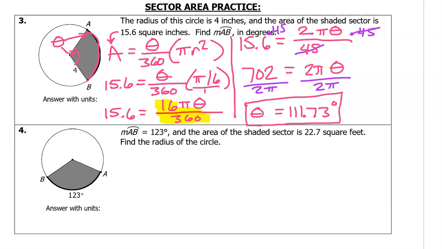Well, problem number 4 is almost the same thing. We are still dealing with sector area. So let's get the formula written down. We know that sector area is some fraction of the total area. And the formula for total area is pi r squared.